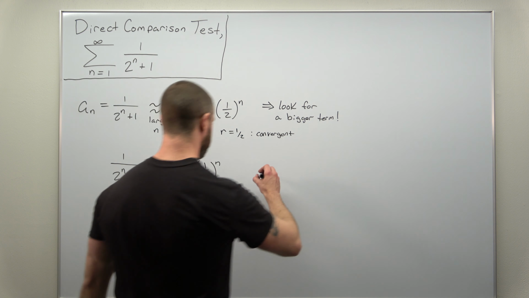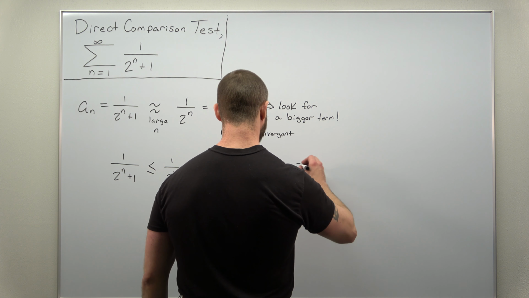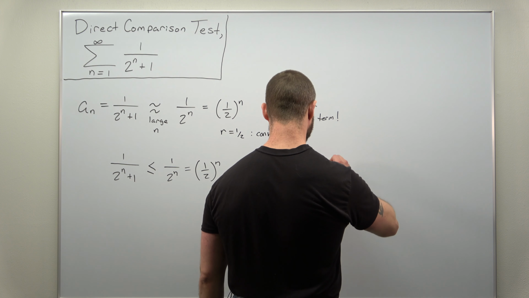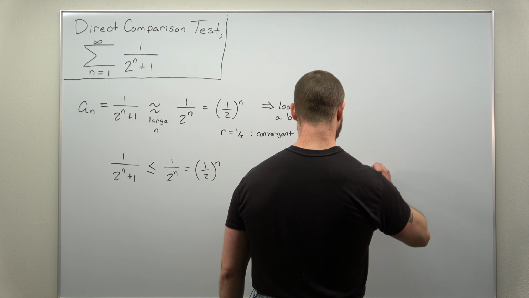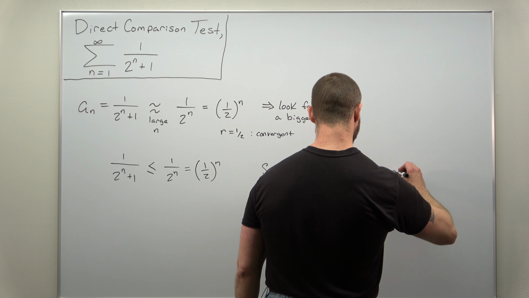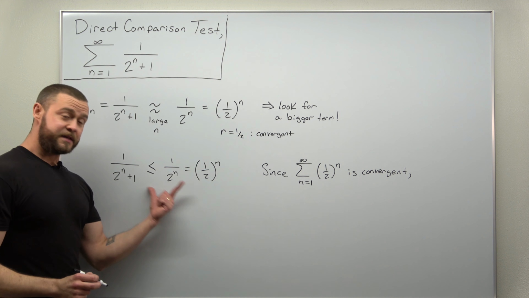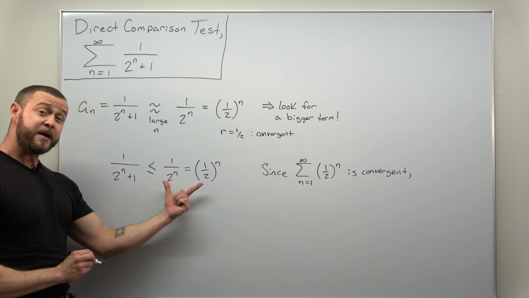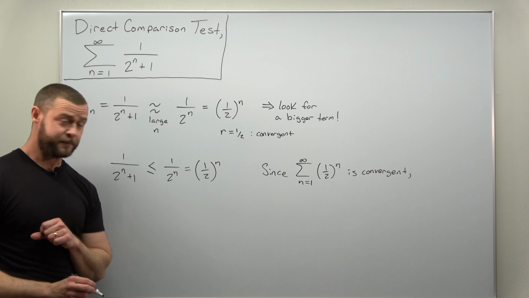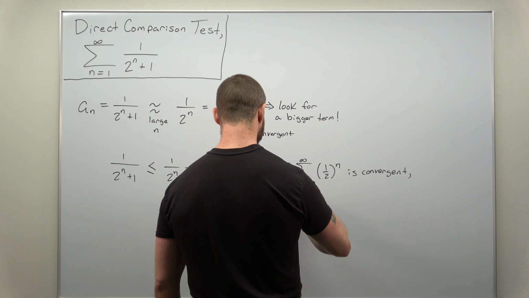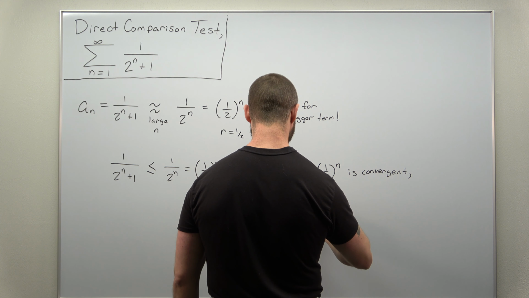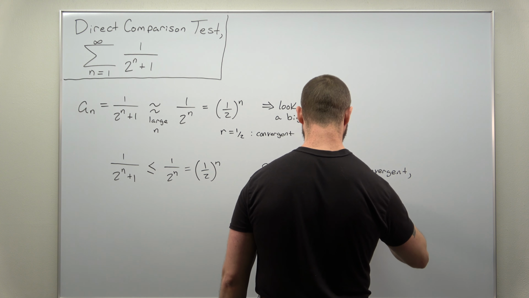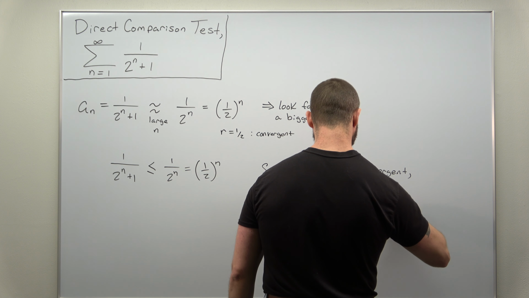And we just write this up, since the infinite series with that term, (1/2) to the n, is convergent. In other words, the bigger term gives you an infinite series that is convergent. If the bigger is convergent, the smaller is going to be convergent. And we just write the conclusion here that our infinite series of 1 over 2 to the n plus 1 is convergent.